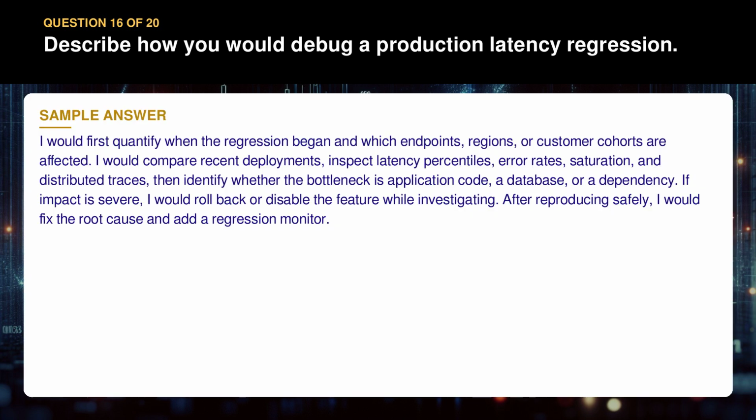I would first quantify when the regression began and which endpoints, regions, or customer cohorts are affected. I would compare recent deployments, inspect latency percentiles, error rates, saturation, and distributed traces, then identify whether the bottleneck is application code, a database, or a dependency. If impact is severe, I would roll back or disable the feature while investigating. After reproducing safely, I would fix the root cause and add a regression monitor.